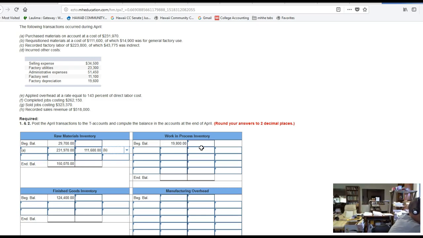And got an adding machine here. So $96,700 will be debited to work in process as direct materials, and $14,900 will be debited to manufacturing overhead as indirect materials.